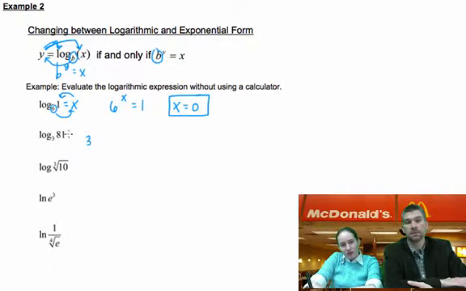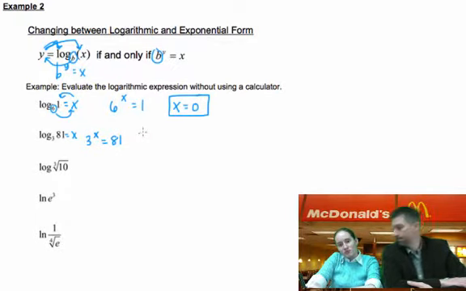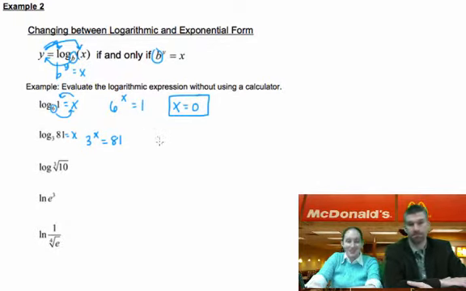Here we have log base 3 of 81 equals x. 3 to the x equals 81. So 3 to what power is 81? 3. No. 4. Yes. 3 to the 4th power is 81. Dang it.